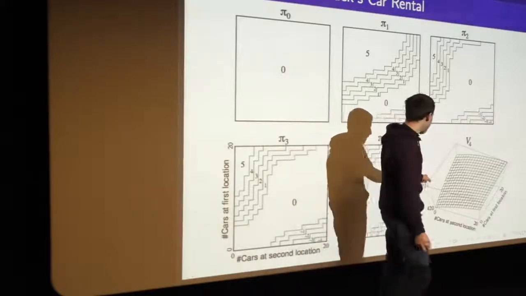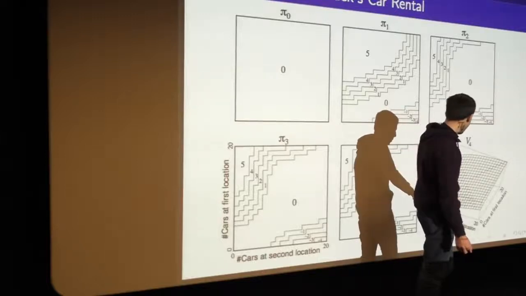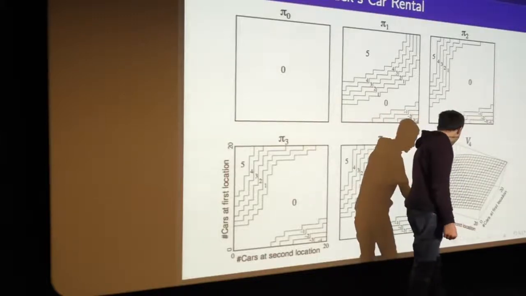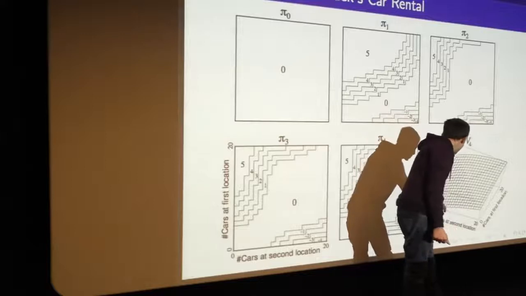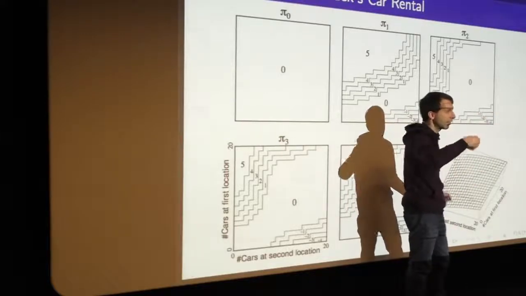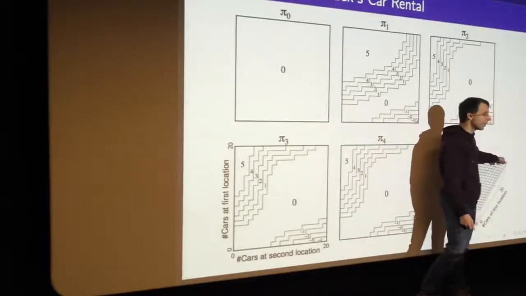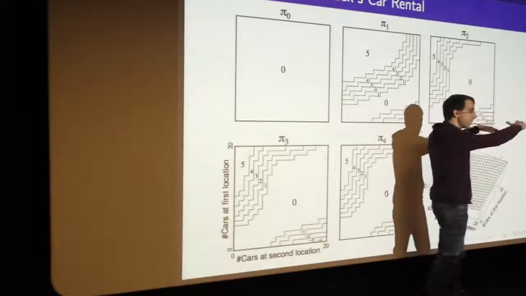And what this tells you is if you're in any situation, so if you're in a situation where you've got no cars in either location, you're still going to get money because eventually over time you will start getting cars coming into these locations. But it's less money than if you've got 20 cars at each location. So you should expect some kind of slope upwards.